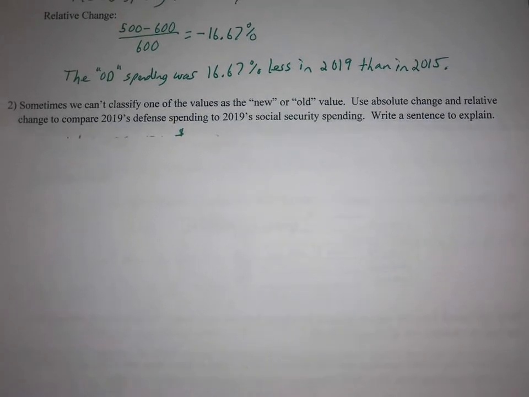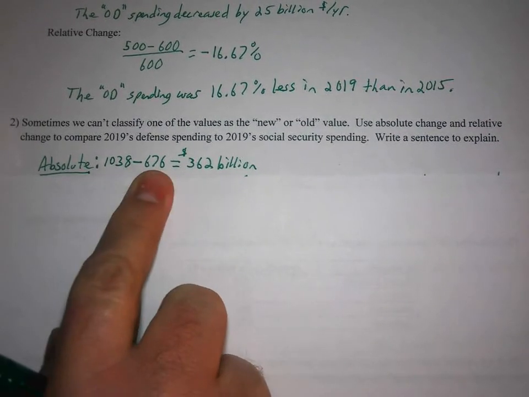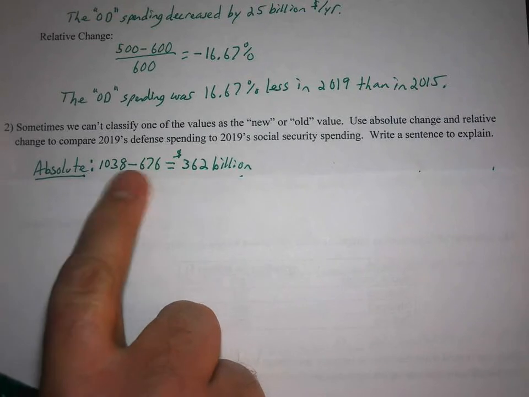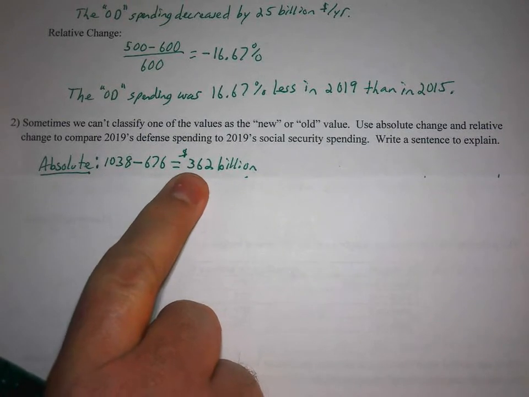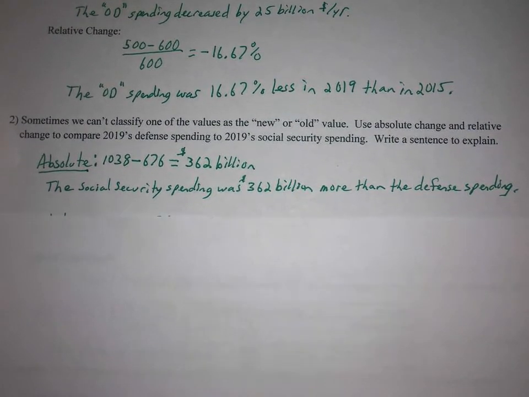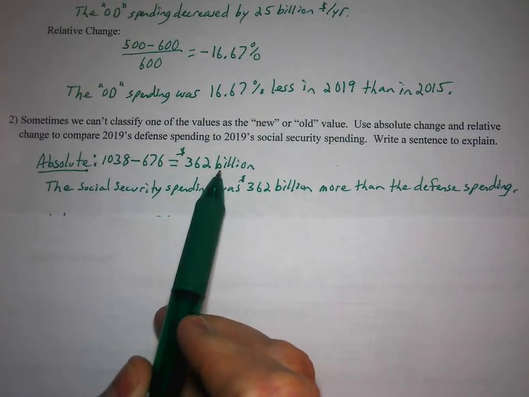Okay, so if we just subtract two values, so we take the Social Security, subtract the defense spending, you end up with $362 billion. If you did that backwards, 676 minus 1,038, you can do that. The only difference is that will be negative $362 billion. When you describe that absolute change or absolute difference, you would say the Social Security spending is $362 billion more than the defense spending. You could also word it as the defense spending was $362 billion less than the Social Security spending. That would be if you did it backwards and got the negative $362 billion.